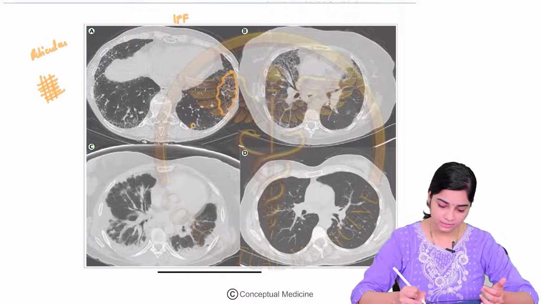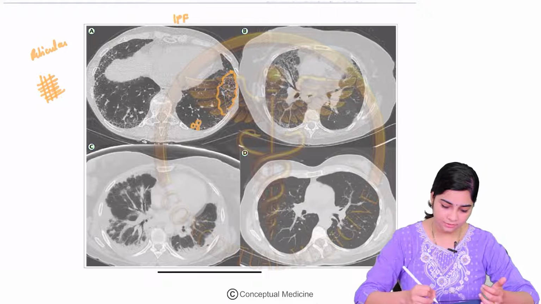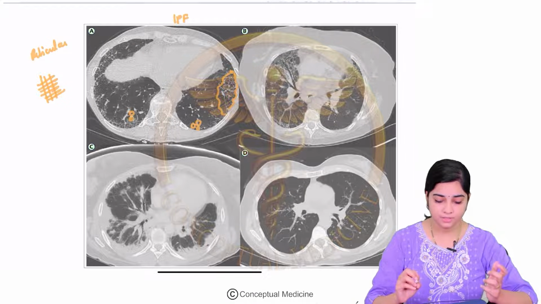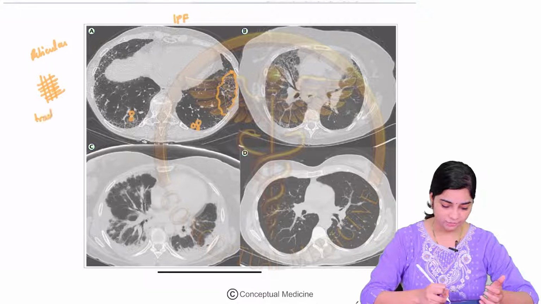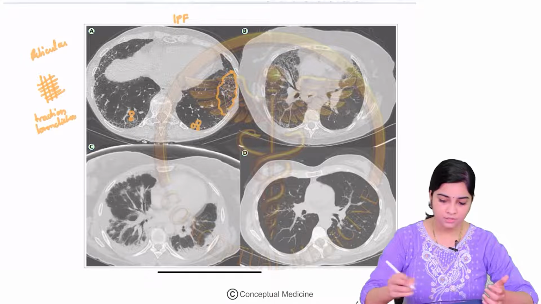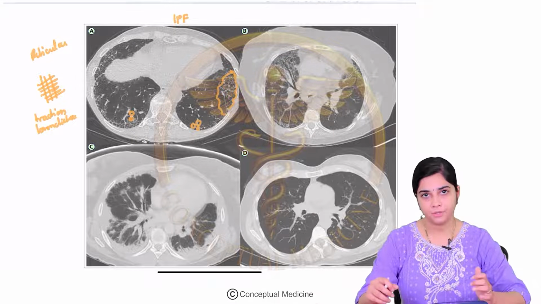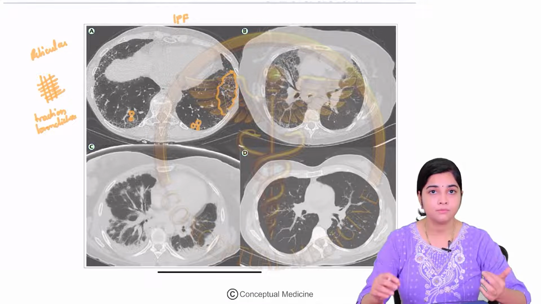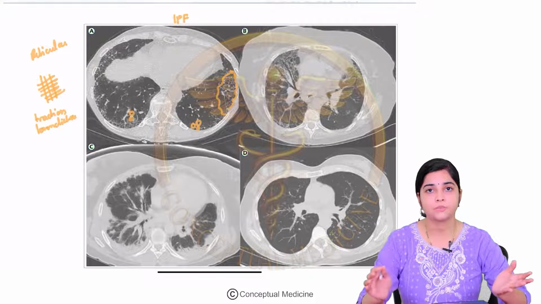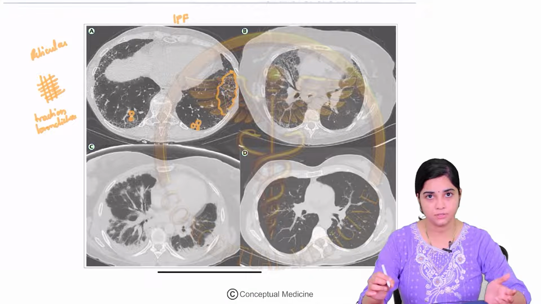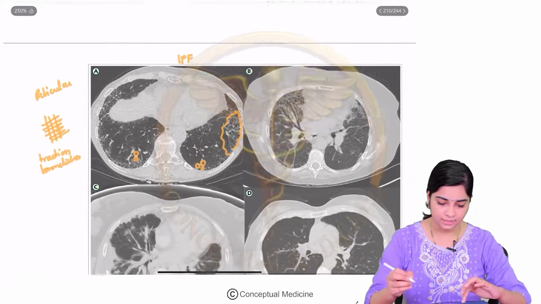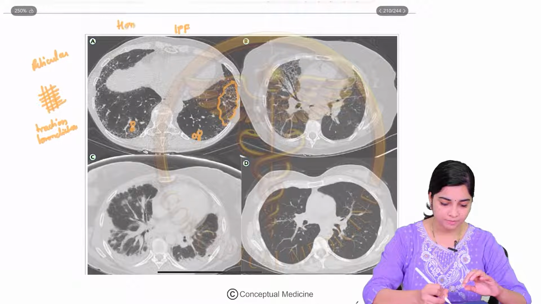Also, can you see here these bronchiectatic shadows? Yeah. So these bronchiectatic shadows are basically your traction bronchiectasis. Okay. So the presence of reticular shadows involving the bases, subpleural in nature, with traction bronchiectasis is seen in your idiopathic pulmonary fibrosis, and this appearance is what we call honeycombing.